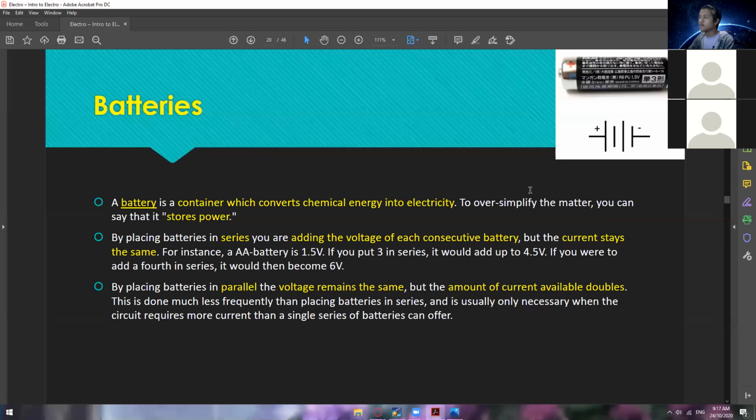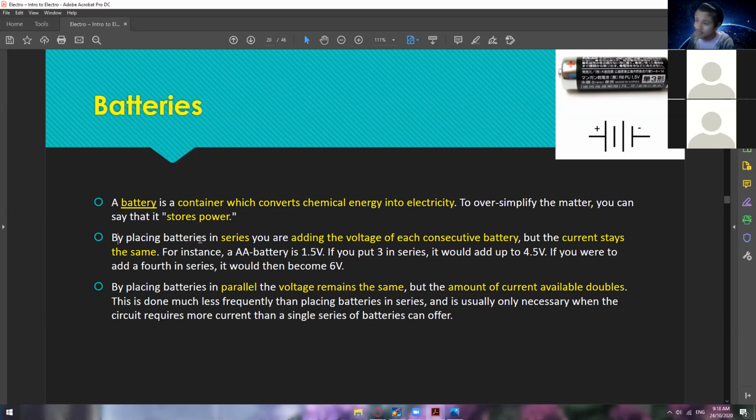Okay, so next one is batteries. A battery is a container which converts chemical energy into electricity. To oversimplify the matter, you can say that it stores power. There's power in a battery. Of course, the things inside a battery are chemicals which can be converted into electricity.